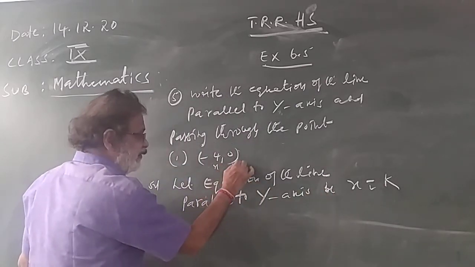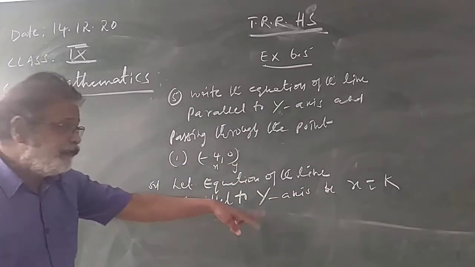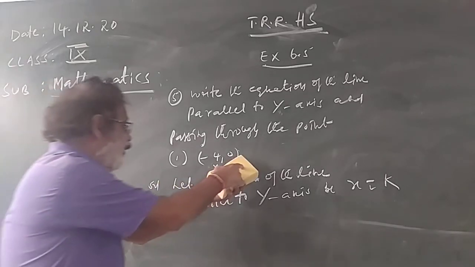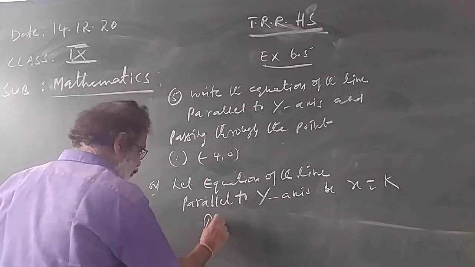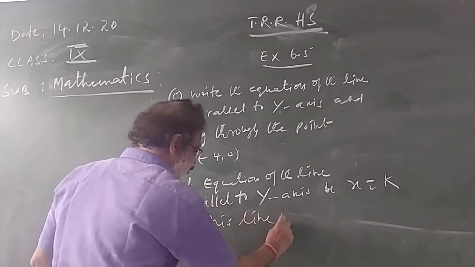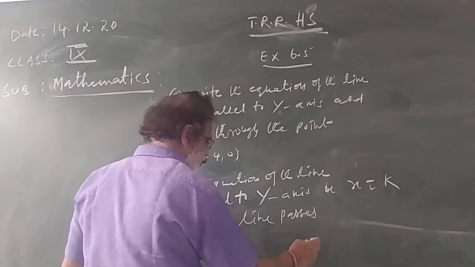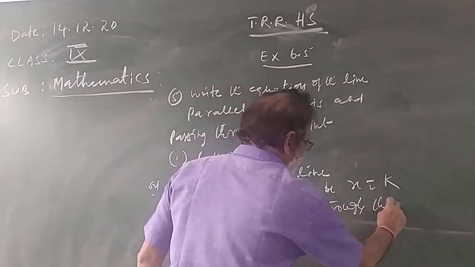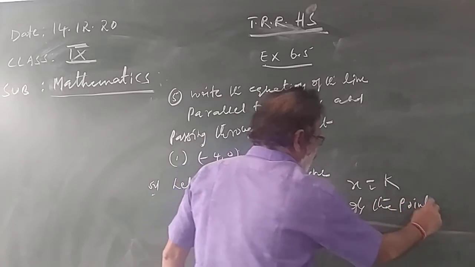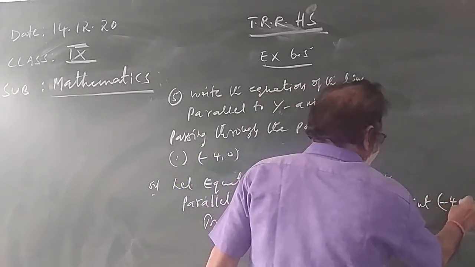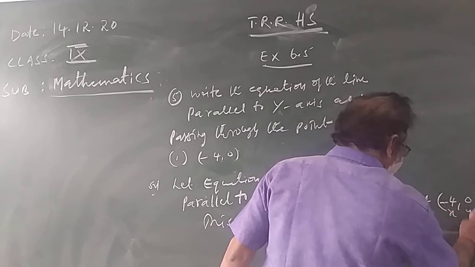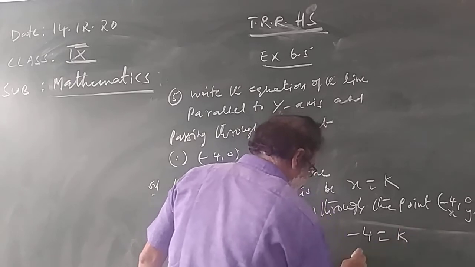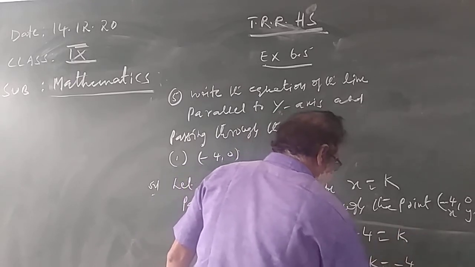This is x, this is y. This line passes through what? It passes through the point minus 4 comma 0. This is x, this is y. Substitute here. X is equal to what? Minus 4. Therefore k equal to minus 4.